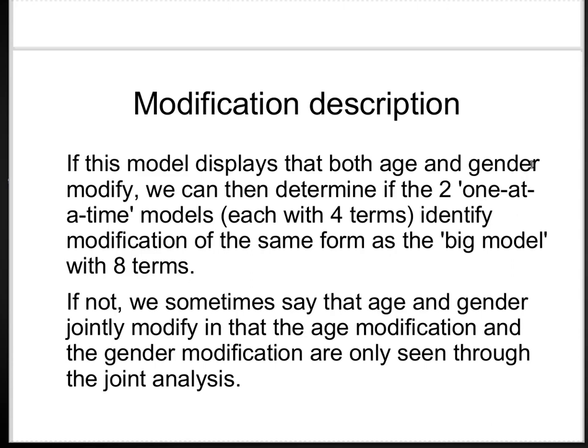Now, again, it might be that all of this hard work with this model with 7 terms isn't really needed, and all we needed was the 2 one-at-a-time analyses in order to identify whether age and/or gender modify. But if, in fact, the assessment of the age modification adjusted for gender differs from the assessment of age modification without adjustment for gender, then we can see that it was important to consider the model with all the terms in it.